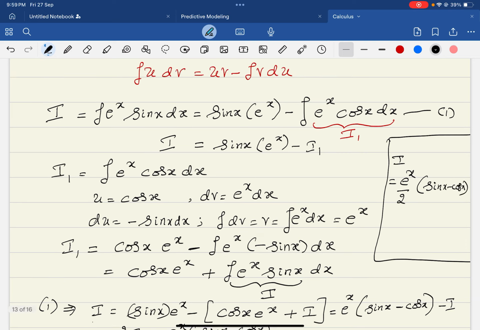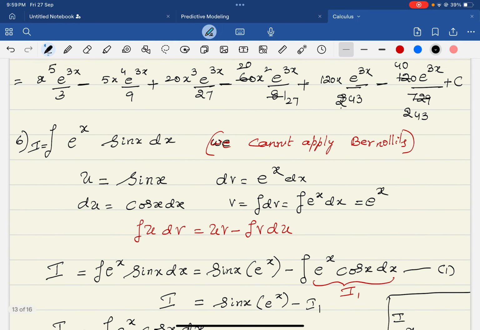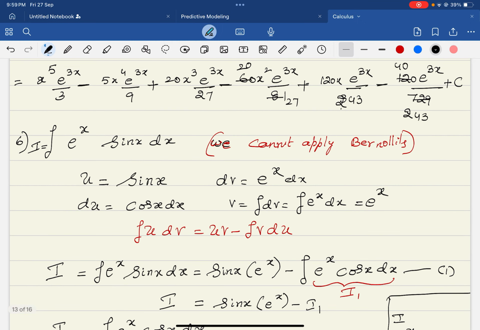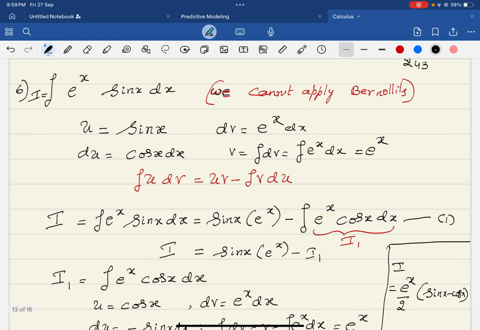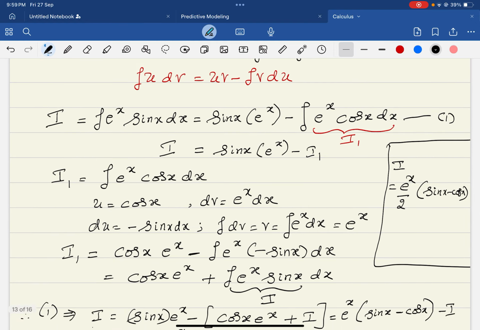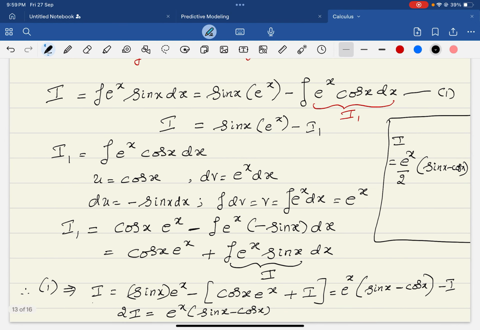I hope it's clear. First of all, there is no algebraic function here, so we cannot apply Bernoulli's form. So you must repeat the process twice, because again you get the same integral here. It is being repeated, and so we can write this I as this one. This is the solution of the whole integral.